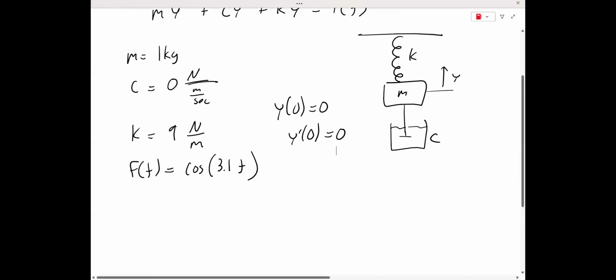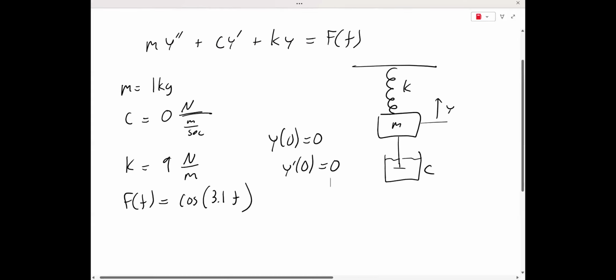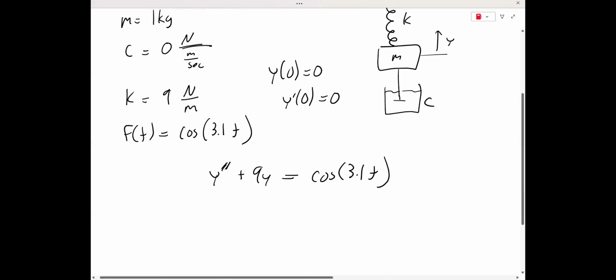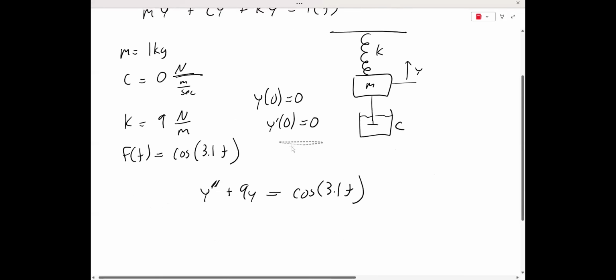Anyway, if we go through this, we've got our equation here. m is 1, so I've got y double prime plus, and this goes away because c is 0, and k is 9, so y double prime plus 9y is equal to f of t, cosine of 3.1 t. We're looking for the solution to the initial value problem here. And notice this is a non-homogeneous equation.